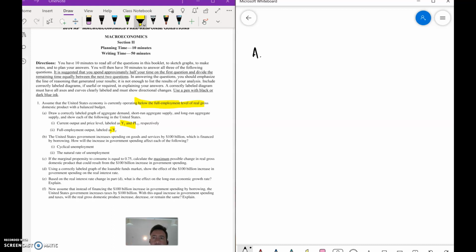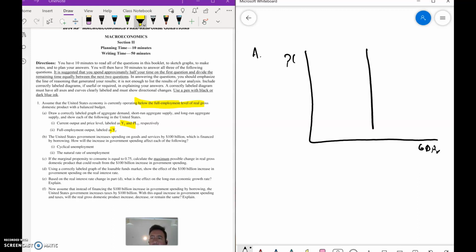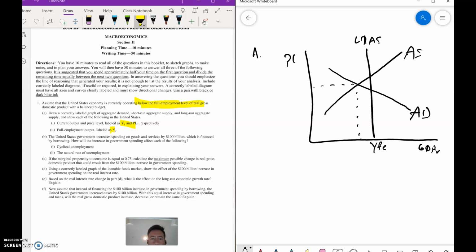So we'll start with A. GDPR, and it looks like GDO. There we go. We got price level, put our long run aggregate supply, represents full employment. We have our aggregate demand, aggregate supply. As you can see, I already made a mistake because it told you to label full employment as just YF. So I'll go ahead and erase that. And we'll put that as YF.